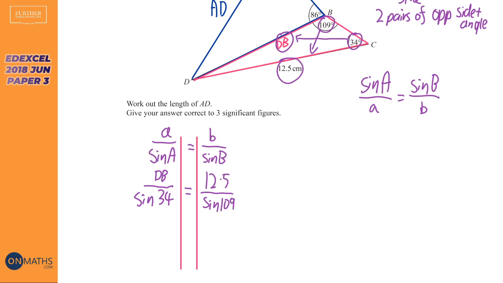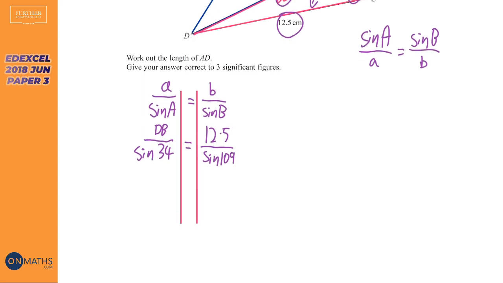And don't forget, you only ever sine, cos or tan an angle. So the only thing that you'll ever sine, cos or tan will be an angle. You'll never do it to a length. Okay, so I'm going to do something to both sides. What we're going to do is times by sine 34 on both sides. And that will get rid of the sine 34 from the left hand side and just leave us with dB. So it will be sine 34 times 12.5 over sine 109.